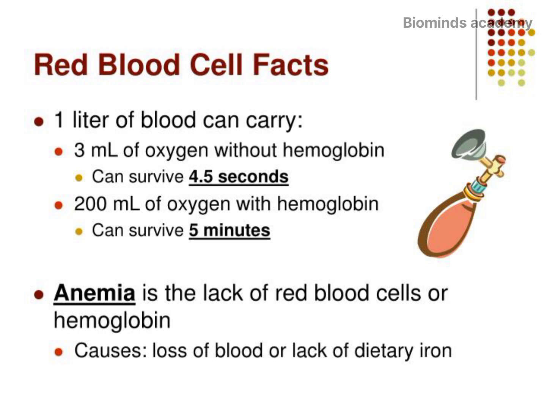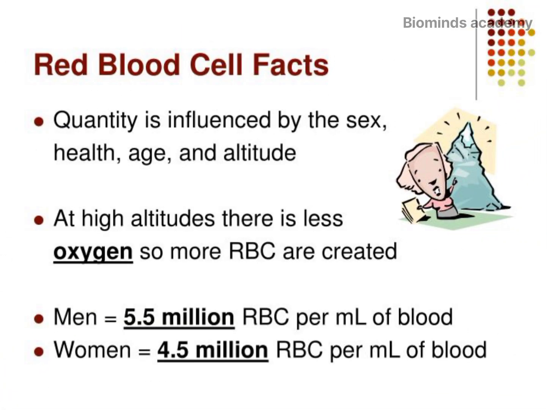Some facts about RBCs. One liter of blood can carry 3 ml of oxygen without hemoglobin, and one can survive 4.5 seconds. With hemoglobin, it can carry 200 ml of oxygen, and one can survive 5 minutes. Anemia is the lack of red blood cells or hemoglobin, which is caused by loss of blood or lack of dietary iron.